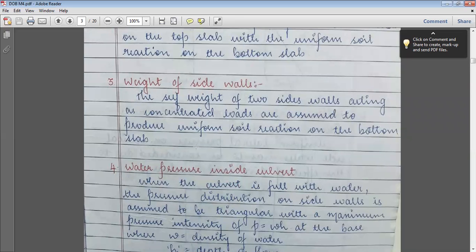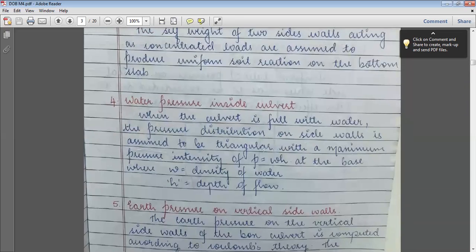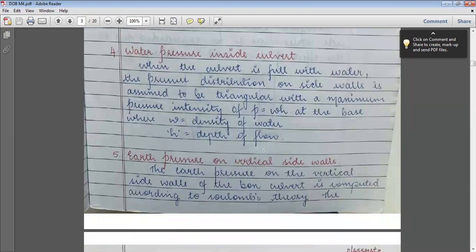Next, fourth one, we have water pressure inside culvert. So we have a vent provided in the culvert, say 3 meter by 4 meter or 4 meter by 4 meter. Through the vent, the water flows, right? So that water pressure has to be considered on the side walls of the box culvert.